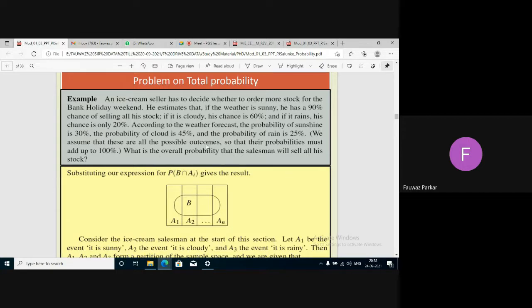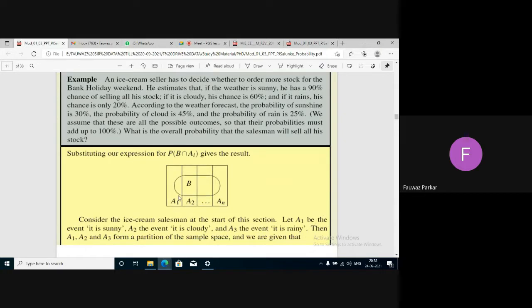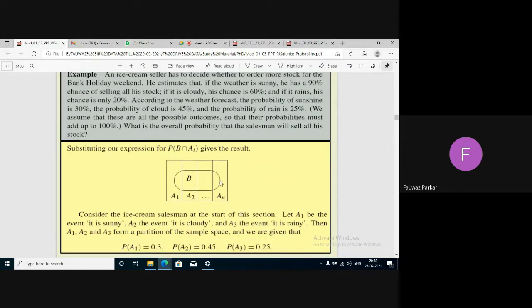What is the overall probability that the salesman will sell his stock? With all this backdrop and information, what is the probability that the salesman will sell all his stock? Simply, this means that he is selling all his stock. B is the event that he sells all his stock. So consider that ice cream salesman.